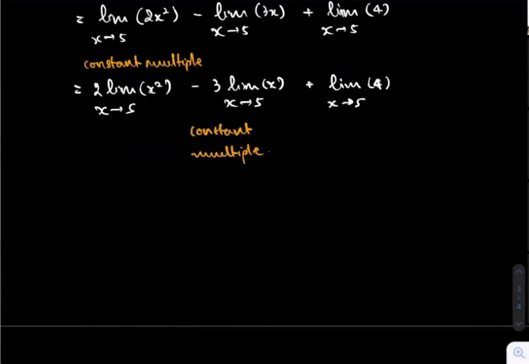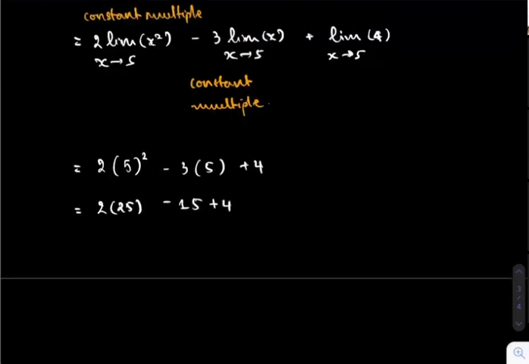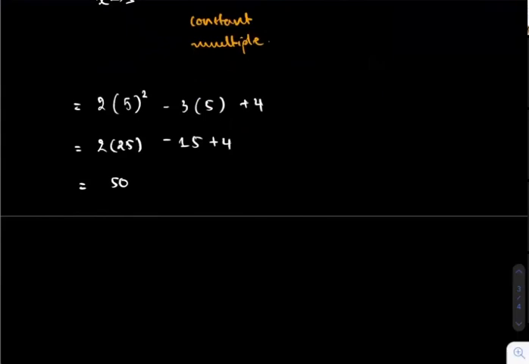For this evaluation, you can use the direct substitution law. Very straightforward: the limit of x squared as x goes to 5 is 5 squared, because you have x squared and x is equal to 5, minus 3 times 5. And the limit of a constant is the constant itself, so this is plus 4. So you have 2 times 25 minus 15 plus 4. This is equal to 50 minus 15 plus 4, which is 39 for the answer.